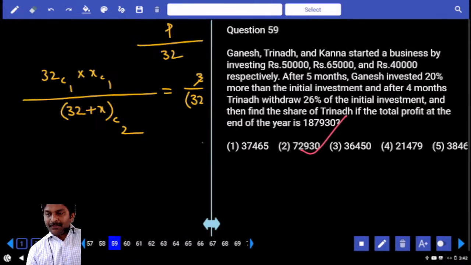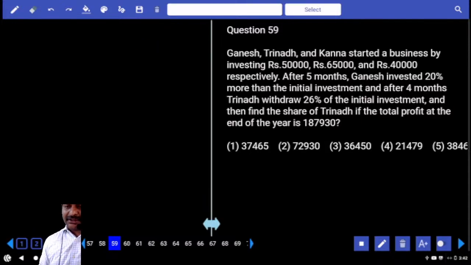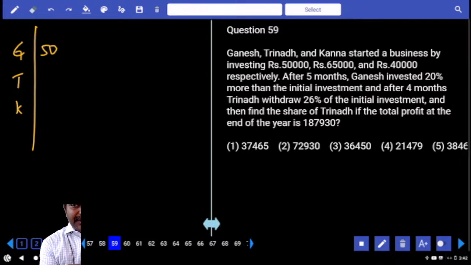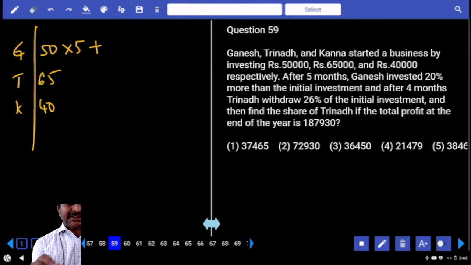Next. Ganesh, Trinath and Kanna started a business by investing 50,000, 65,000 and 40,000. Ganesh, Trinath and then Kanna. The 3 zeros are constant, so I will be writing 50, 65 and then 40. After 5 months, Ganesh invested 20% more than the initial investment. The initial 5 months is there, then he invested 20% more, which becomes 60.